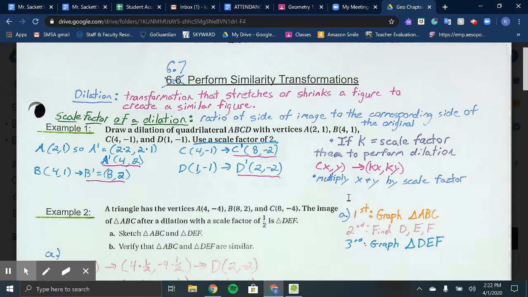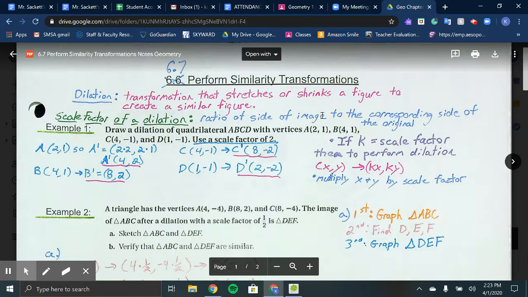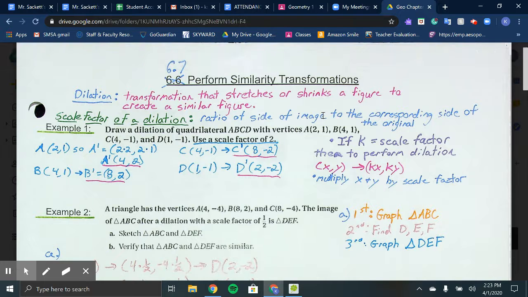Today we are looking at scale factor of a dilation, which is the ratio of a side of the image, so any side of the image, to the corresponding side of the original. So remember, an image would be your final shape after you do your transformation. The original obviously is the original shape or figure.